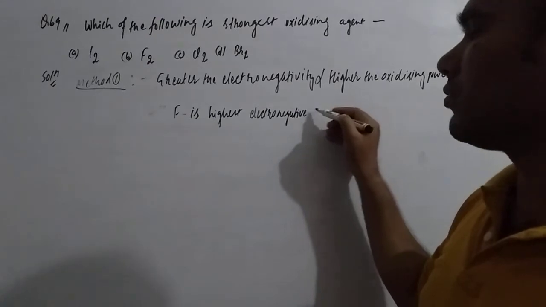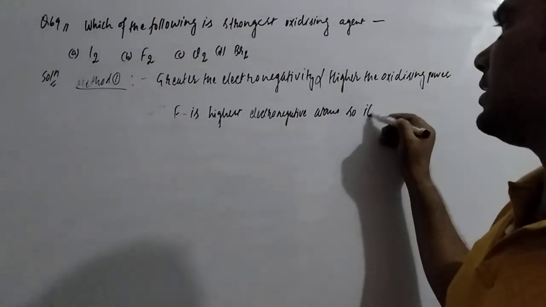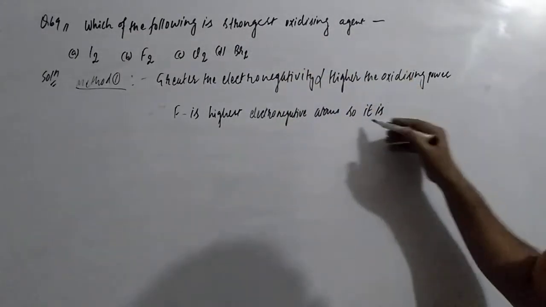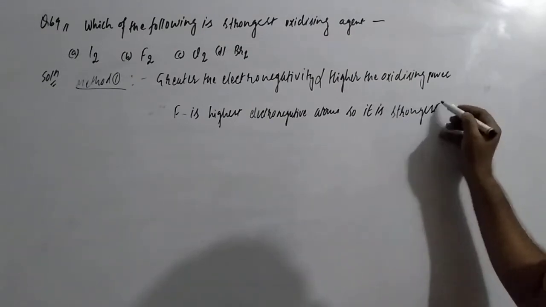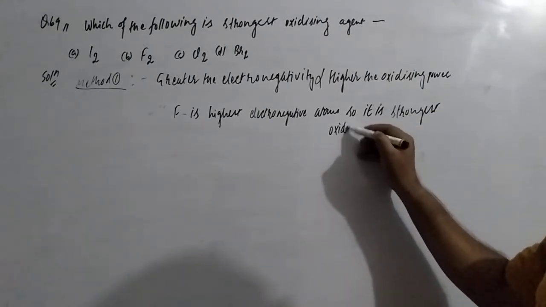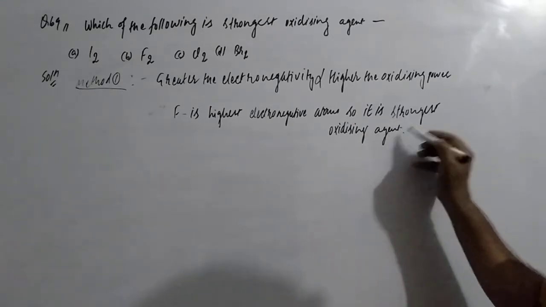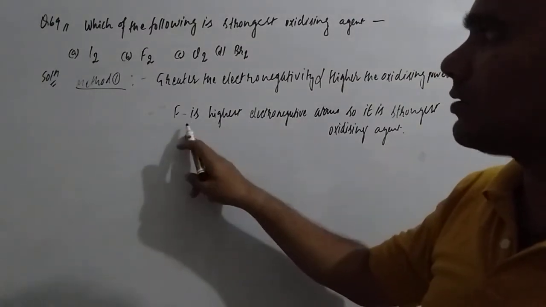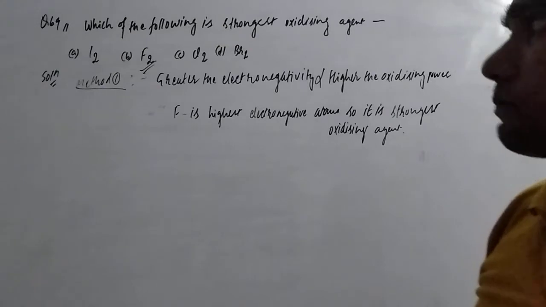so it is the strongest oxidizing agent. It will take the electron, student, very easily, and it gets reduced itself and oxidizes the other. So the correct option will be option number B.